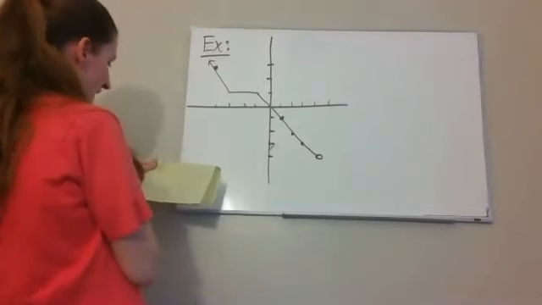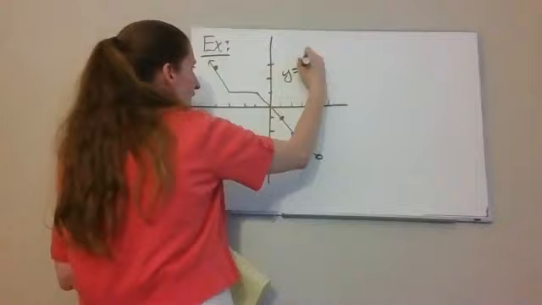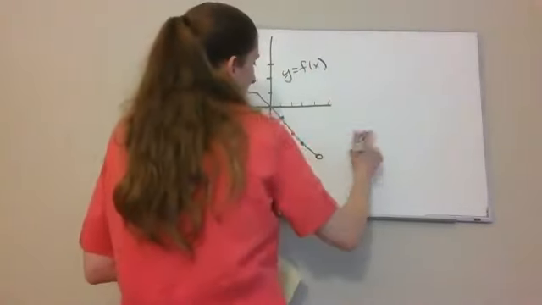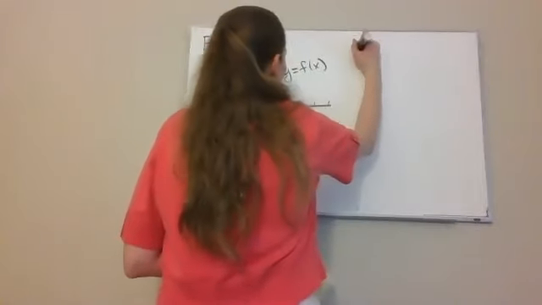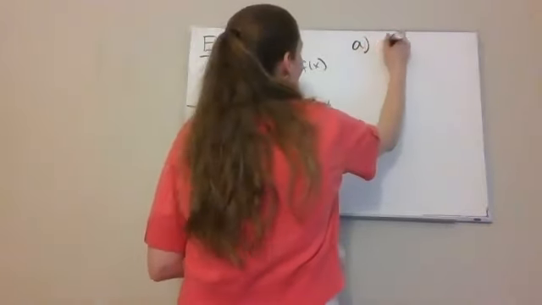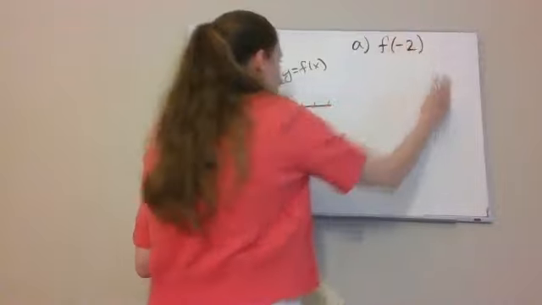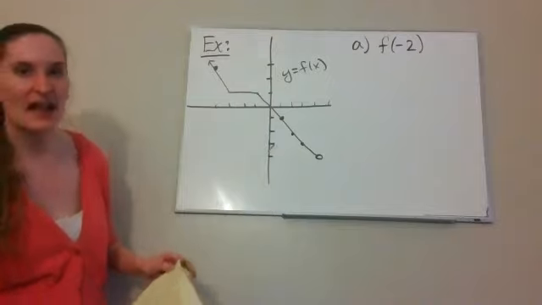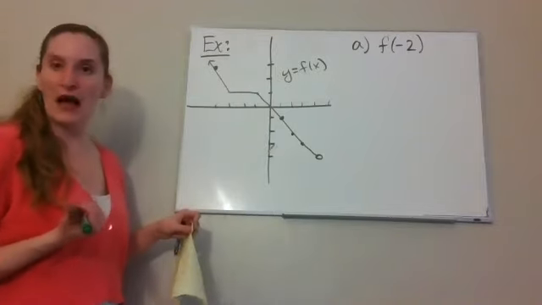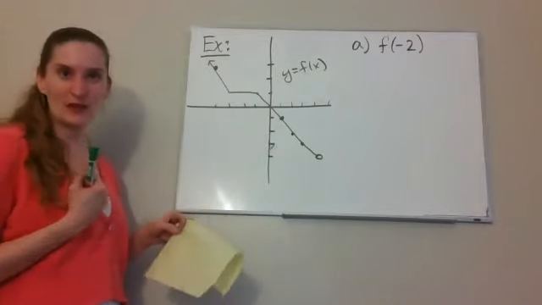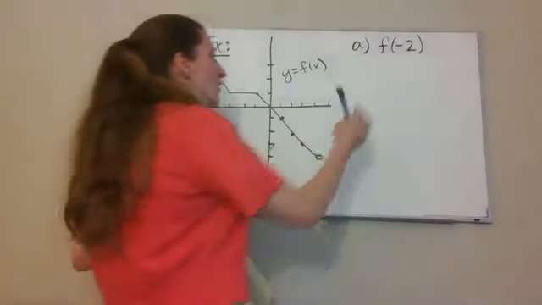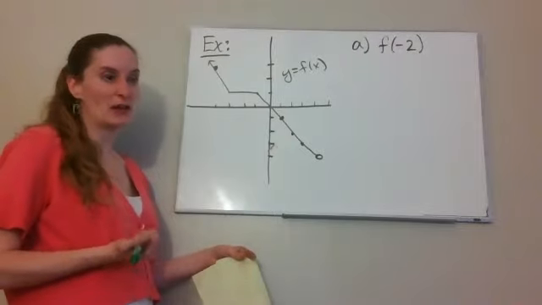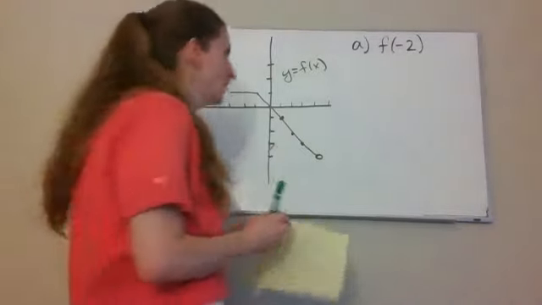All right, there's the graph of my function. This is f of x. And we're going to answer a lot of things about this function. First, let's find f of -2. So f of -2, that is asking us what is the y value when my x value is -2. Remember, your x was what was inside of the parentheses in our notations. That's how I know they're asking me for a y value.